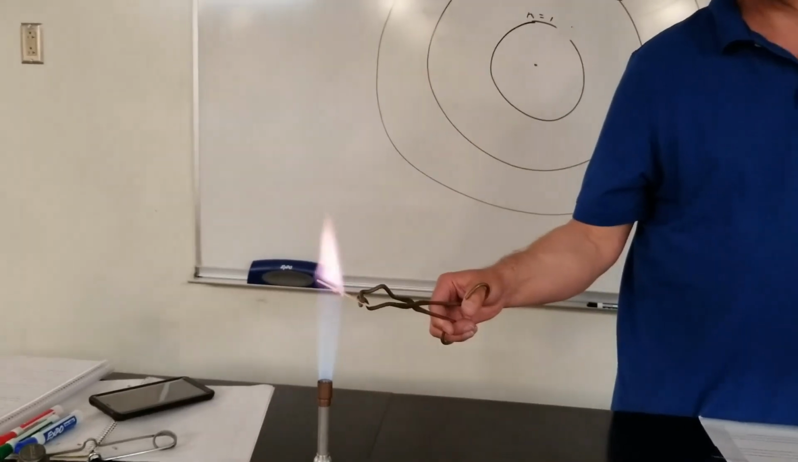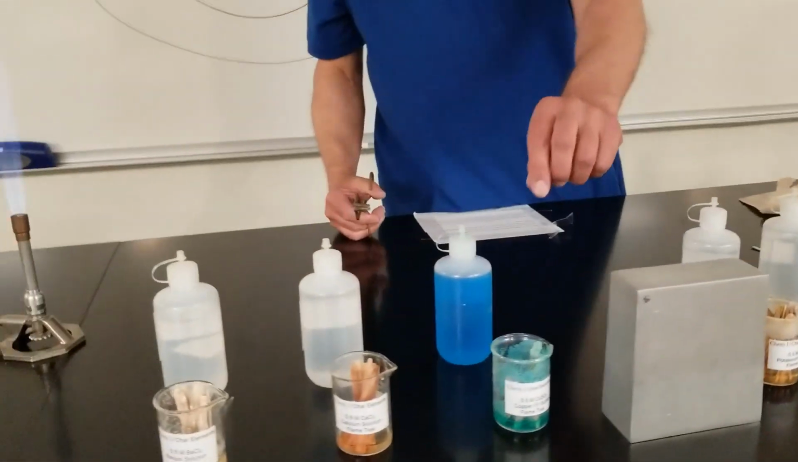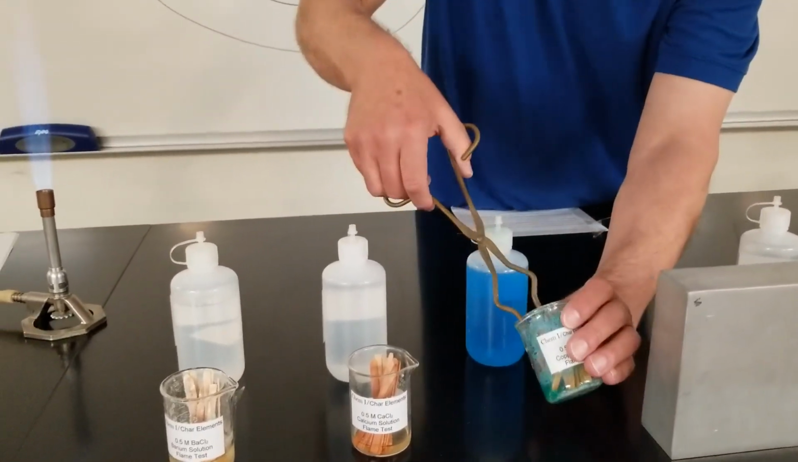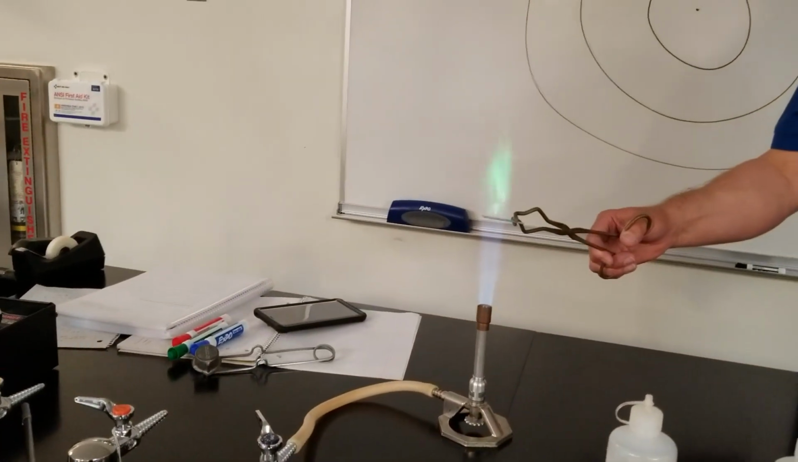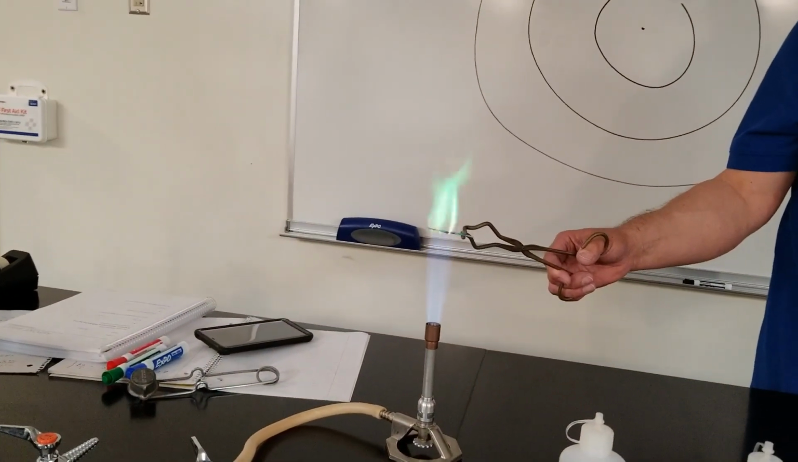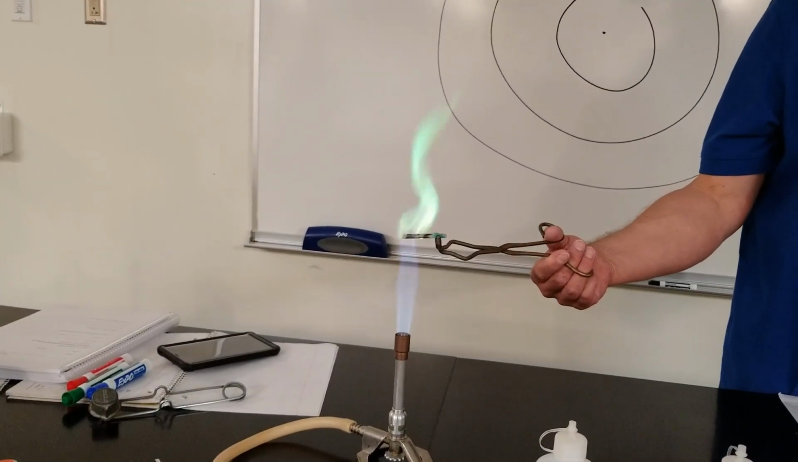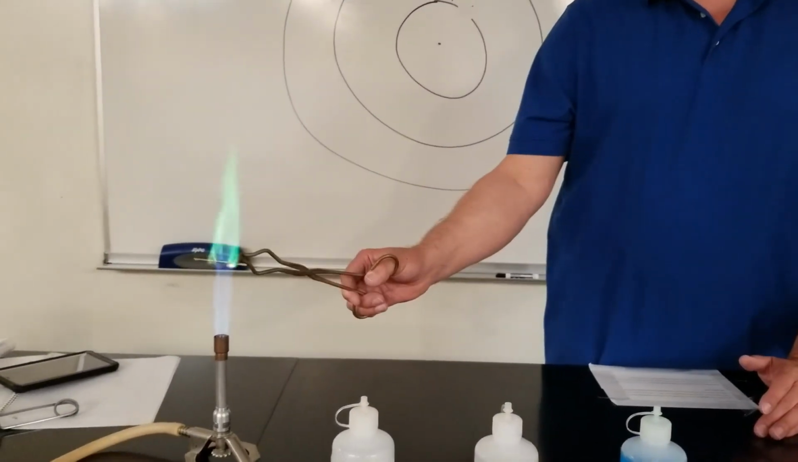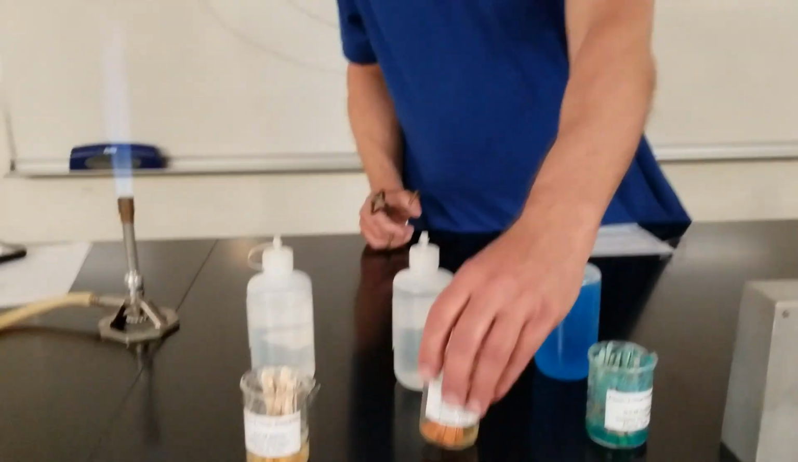Here's our potassium. Copper, we have our wooden stick soaking in the copper. Put that in there, and hopefully you're observing a nice green color. This is the part of the experiment where if you're colorblind, you have to make sure that your lab partner is not colorblind. We have the calcium.